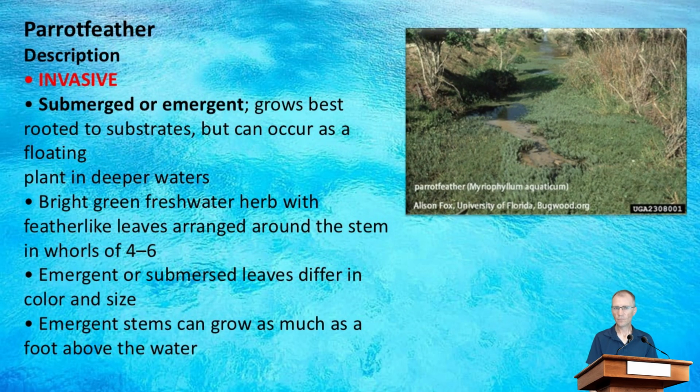Parrot feather. Description: invasive. Submerged or emergent. Grows best rooted to substrates, but can occur as a floating plant in deeper waters. Bright green freshwater herb with feather-like leaves arranged around the stem in whorls of 4 to 6. Emergent or submersed leaves differ in color and size.